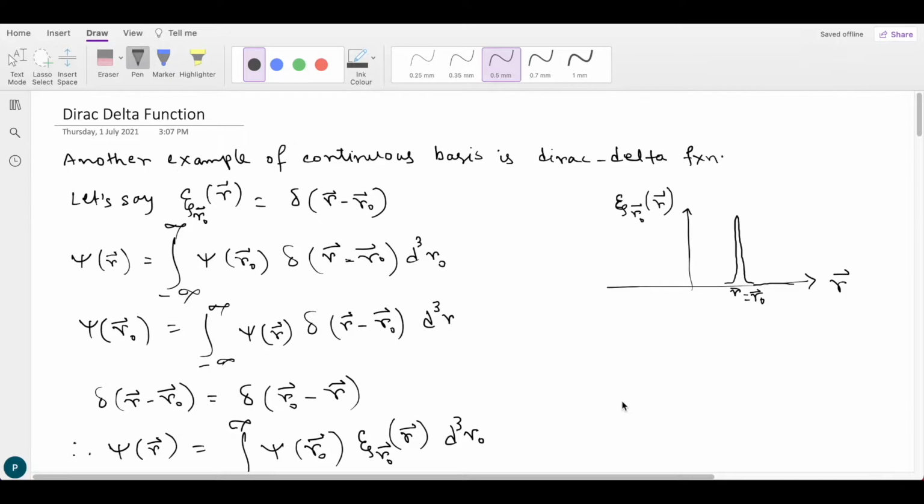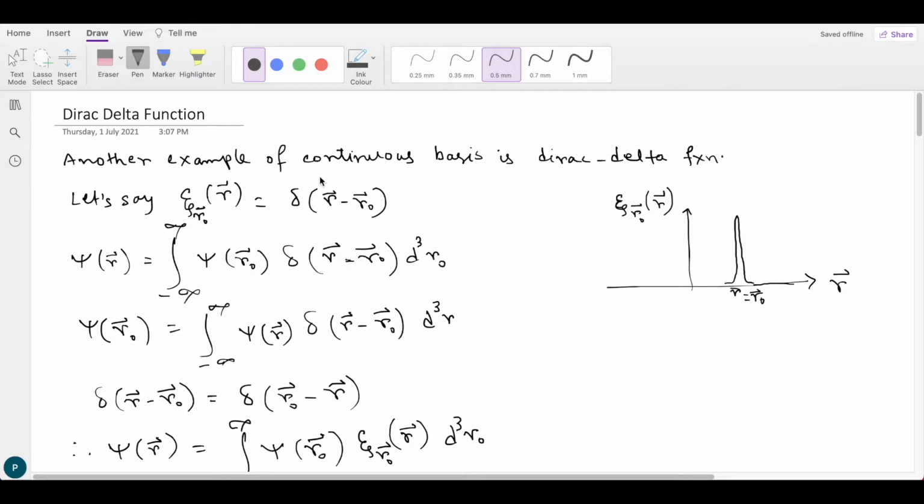Today we will be discussing the Dirac delta function. This is another example of a continuous basis, like plane waves. We can write any wave function of the wave function space as a linear combination of Dirac delta functions, but this is a continuous one, so we have to write those in the form of integration.